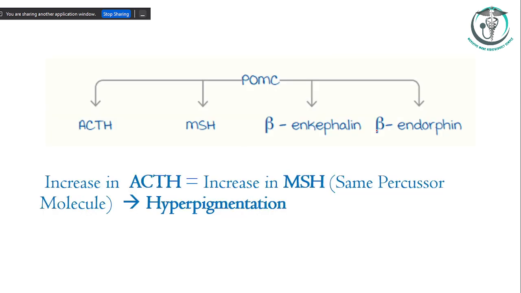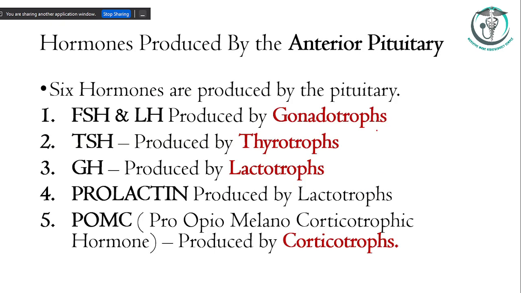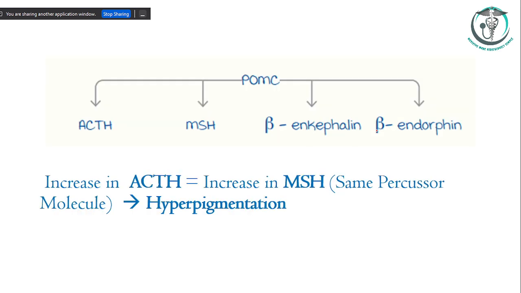Okay, so this is your POMC, pro-opiomelanocortin. Okay, so you can see these are the branches. So this hormone has ACTH, it has melanocyte stimulating hormone, plus the enkephalin and the beta endorphin. But the ones I'm interested in for you to know are ACTH and MSH. So you've already seen the question. You will see some of the questions coming.